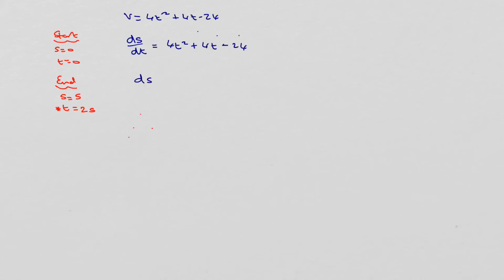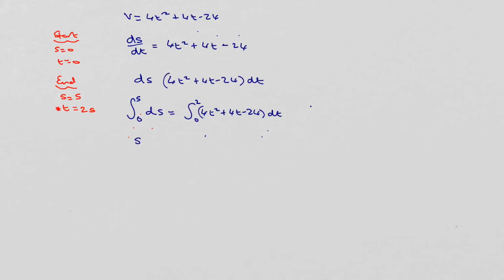So if I separate those two out, I have 4t squared plus 4t minus 24 dt. And then if I integrate both sides, my upper limit is 2 seconds, lower limit is 0, upper limit is s, lower limit is 0. So if I integrate 1 with respect to s, I end up with s, limits being 0, s and 0.